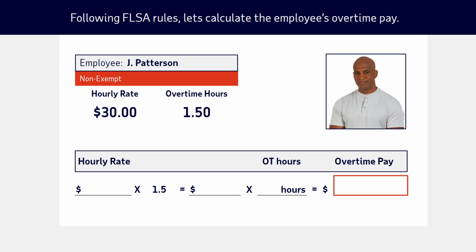Next, Mr. Patterson is a non-exempt employee with an hourly rate of $30. He worked 1.5 overtime hours this work week. What will his overtime pay be? First, let's plug in what we know. We know Mr. Patterson's hourly rate is $30, and we know he worked 1.5 overtime hours. Then we multiply the hourly rate of $30 by 1.5, which is time and a half. This equals $45. Last, multiply $45 by 1.5 hours, which equals $67.50. So Mr. Patterson's overtime pay is $67.50.